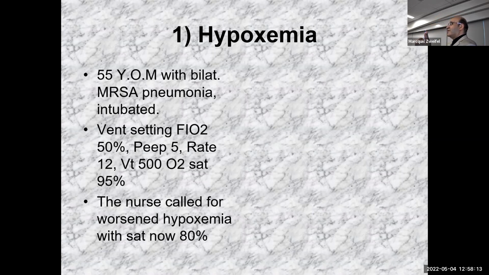Pneumothorax, mucus plugging, developing ARDS, worsening pneumonia, tube displacement, went to the right main stem or went above the cords, pleural effusion. If you develop a pleural effusion quickly, what should you think about?